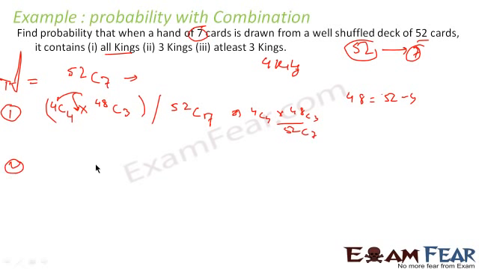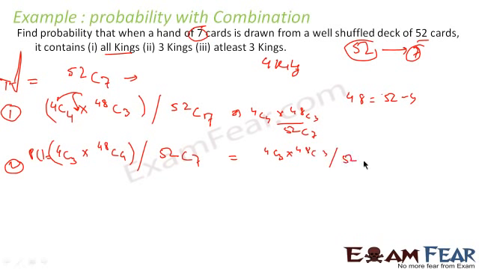Similarly, when we say 3 kings, from 4 we take out 3 kings. The others should be non-kings. How many non-kings? 48, because there are 4 kings. Now from 48 we have to take out 4. So this is the favorable outcome. Divide by the total outcomes to get the probability. So this is the probability: 4C3 into 48C4 divided by 52C7.